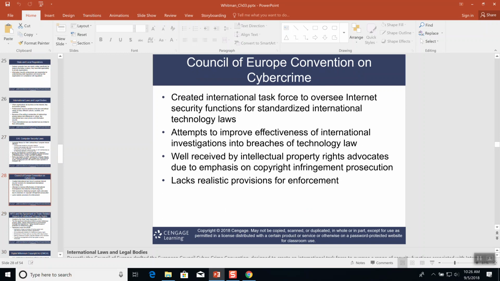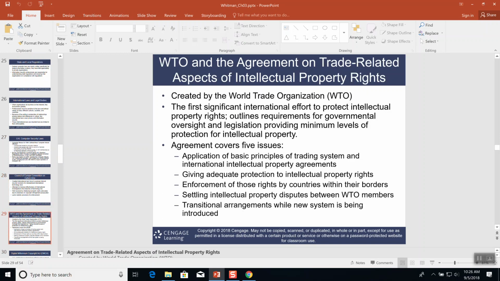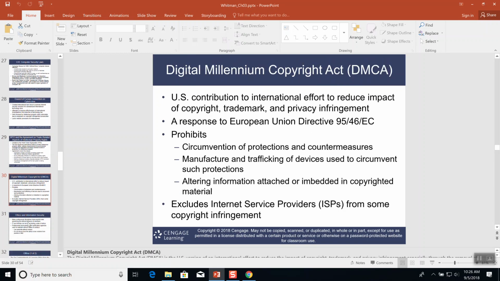Council of Europe Convention on Cybercrime, WTO, World Trade Organization, Agreement on Trade-Related Aspects of Intellectual Property Rights, Digital Millennium Copyright Act, an effort to reduce impact of copyright, trademark, and privacy infringement.